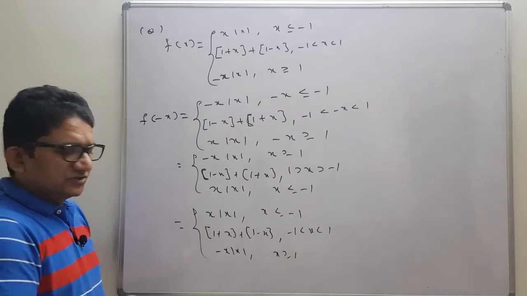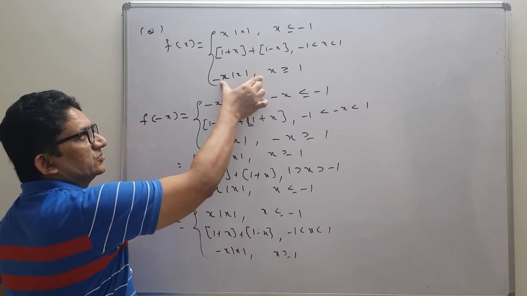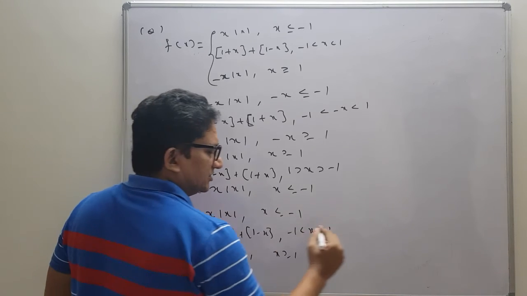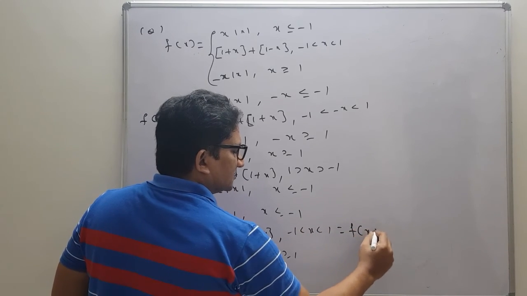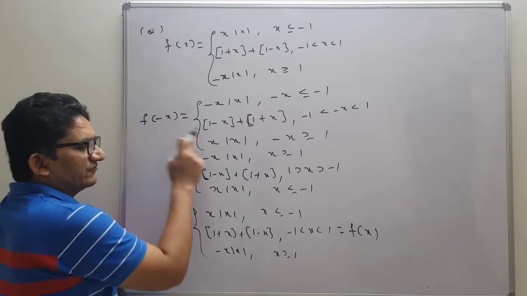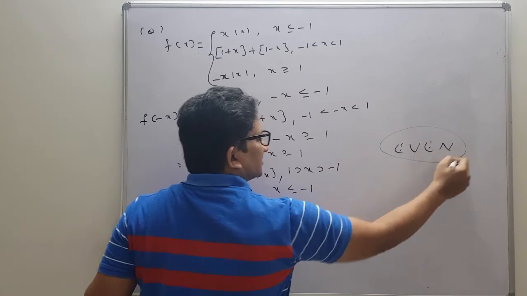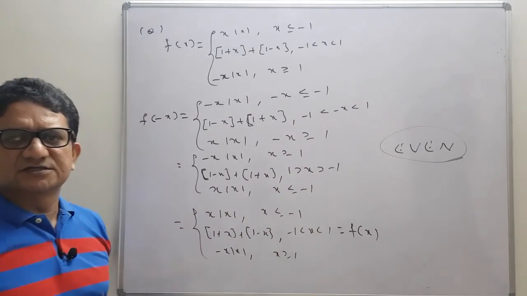Students, now we can observe, see, this and this both are the same. The same notation is repeated. That means this whole thing is f of x. So you are getting f of minus x equals f of x. Therefore, your given piecewise definition is an even function.